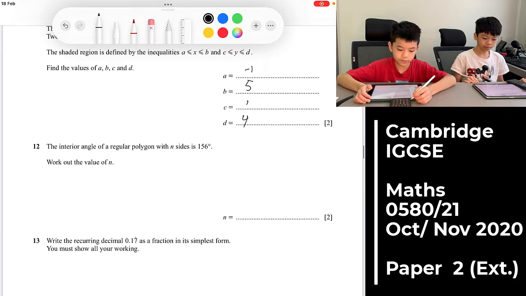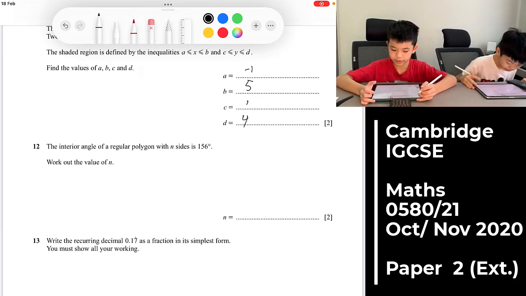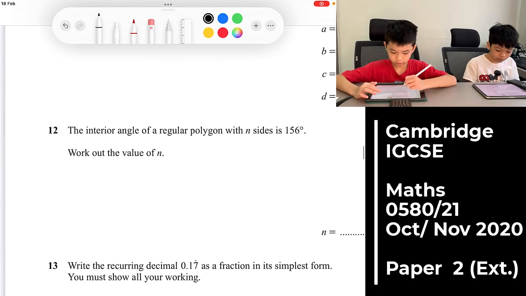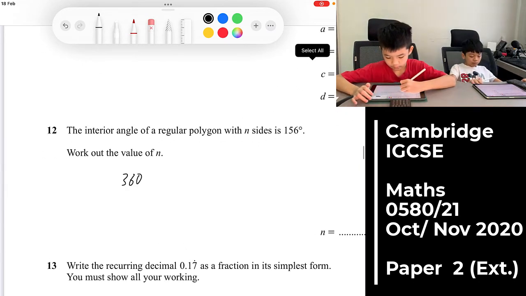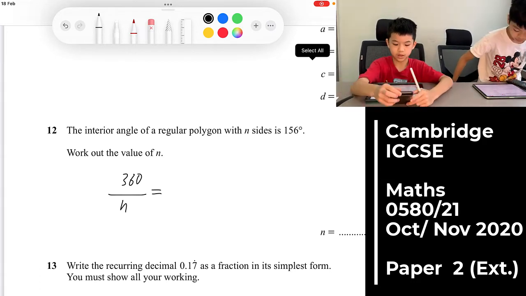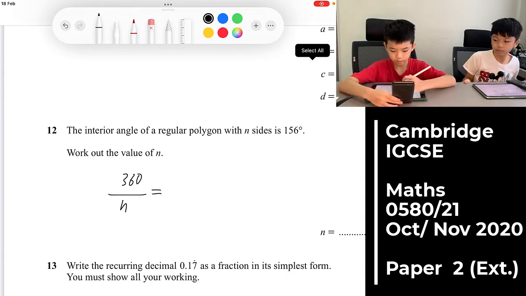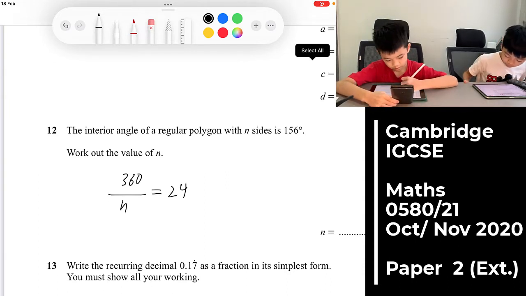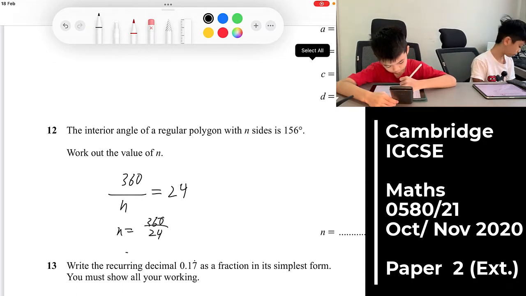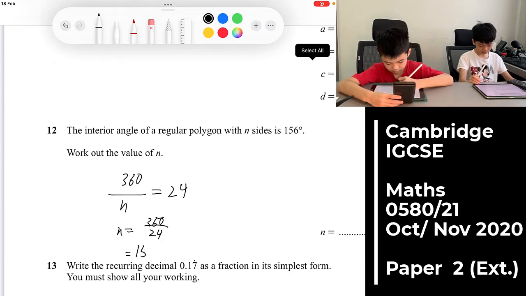Okay, for question 12, the interior angle of a regular polygon with n sides is 156. Work out the value of n. So 360 divided by the number of sides equals the exterior angle, which is 180 minus 156, 24. n equals 360 over 24, which is 15.